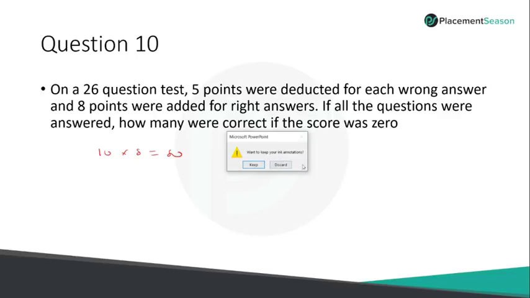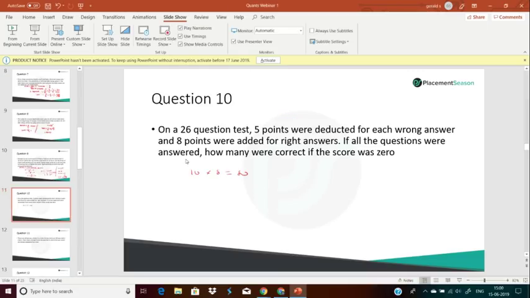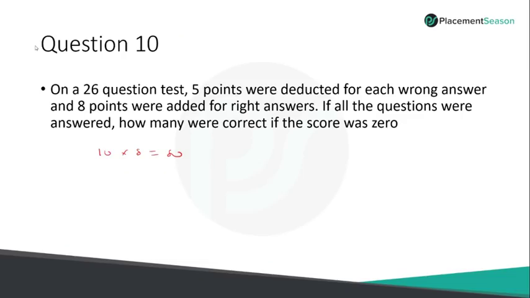16 questions wrong. For each question it is minus 5. So it is minus 80. So the answer must be 0.